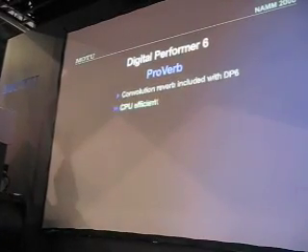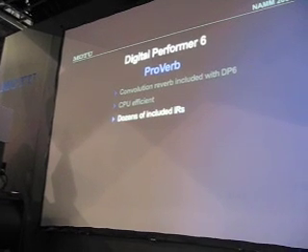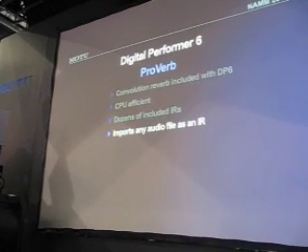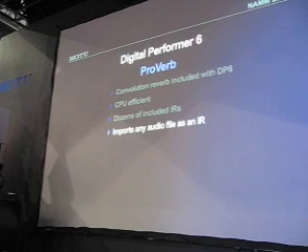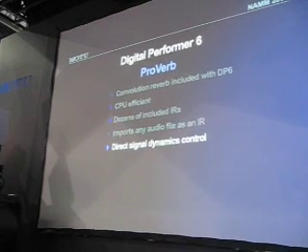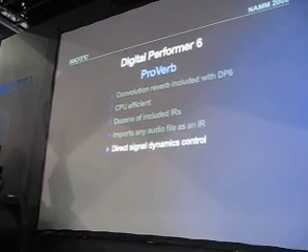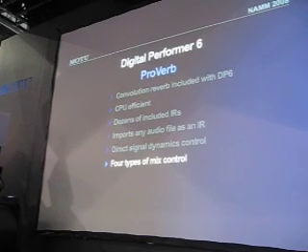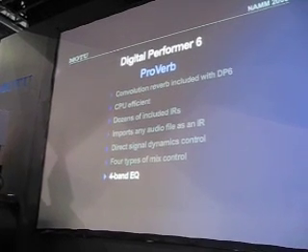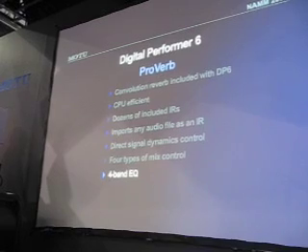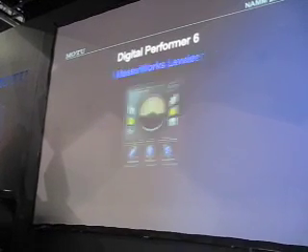Convolution reverb included with DP6, very efficient on the CPU, included impulse responses, drag and drop any audio file into ProVerb as an impulse response. The dynamics control, the ducker, 4 different types of mix control, and a 4-band EQ. This is the ProVerb convolution reverb in Digital Performer version 6.